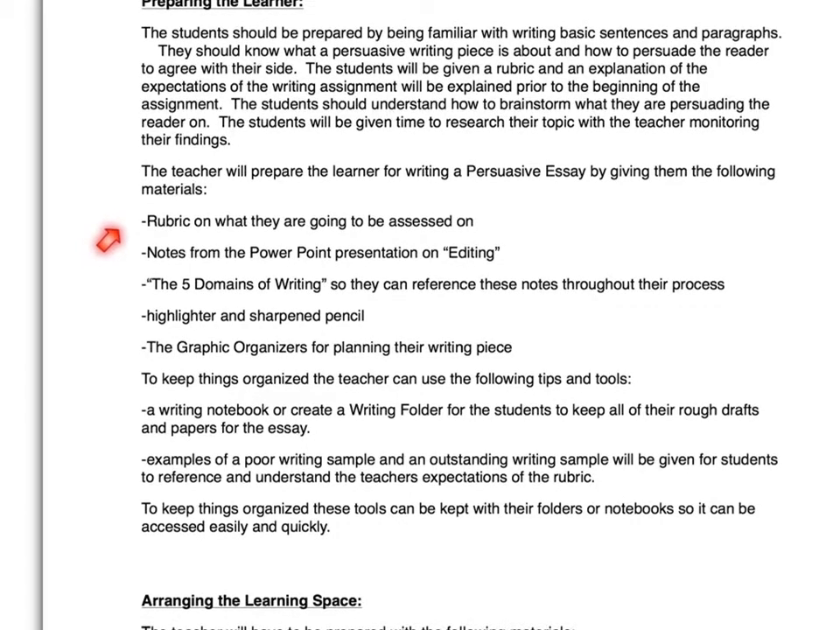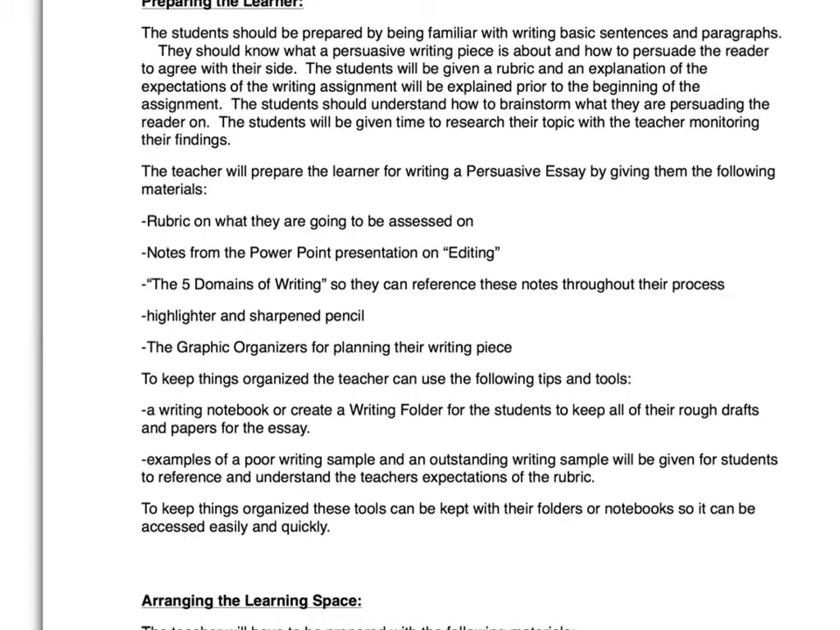The teacher then needs to prepare the students with the materials to complete the project, including the rubric that they are going to be assessed on, notes from the PowerPoint presentation on editing, the 5 domains of writing so they can reference these notes throughout their process, a highlighter and sharpened pencil, and the graphic organizers for planning their writing piece. To keep things organized, the teacher can use the following tips and tools.